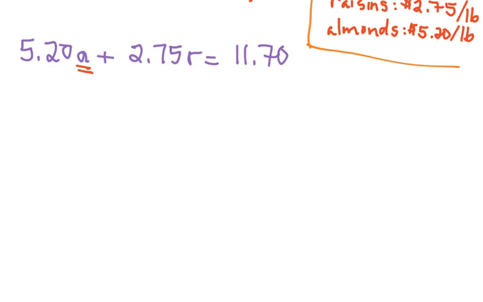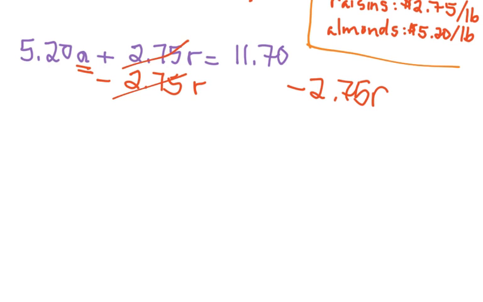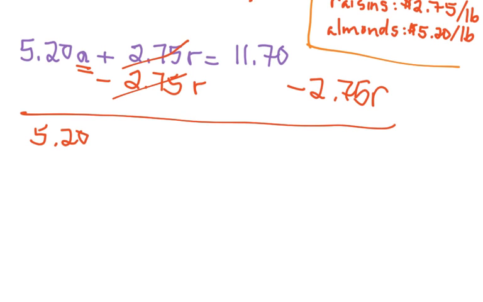So the very first thing I'm going to do is move that 2.75R over to the right. Notice I subtracted it. Because right now I'm adding, in order to make that 0 for it to go away, I subtract it. Draw my line, bring everything down. 5.20A is equal to 11.70 minus 2.75R.